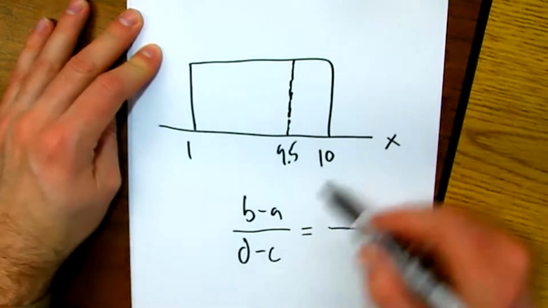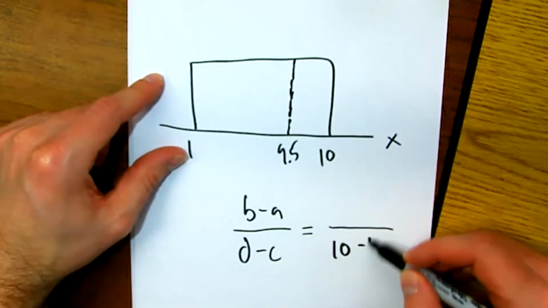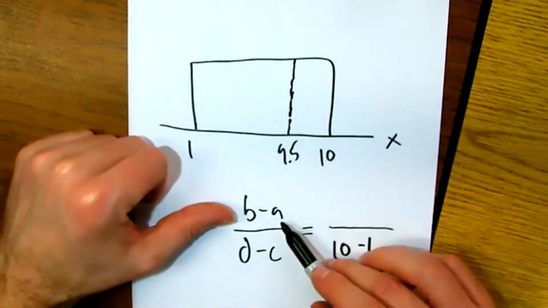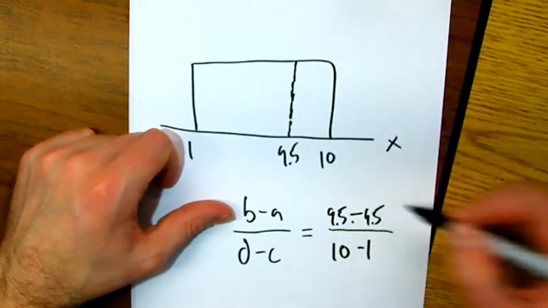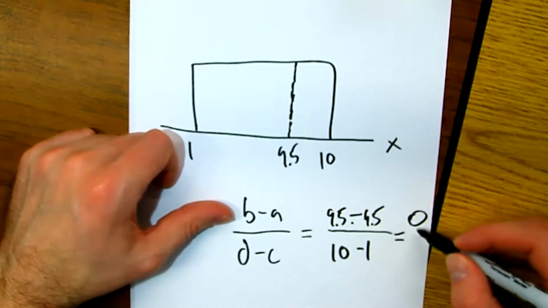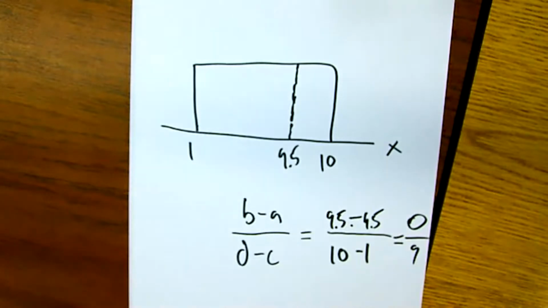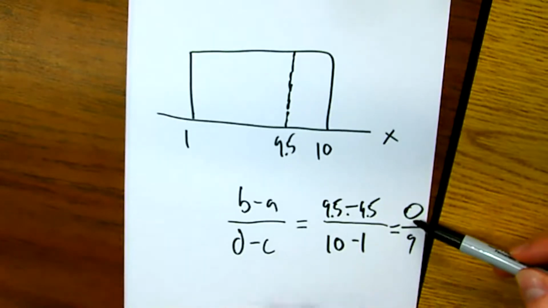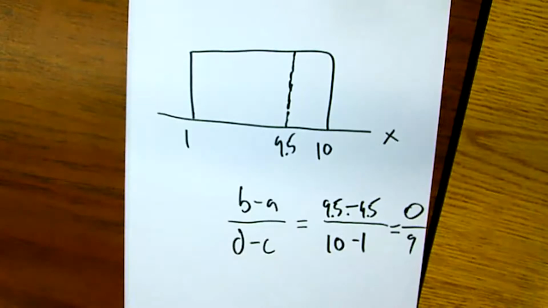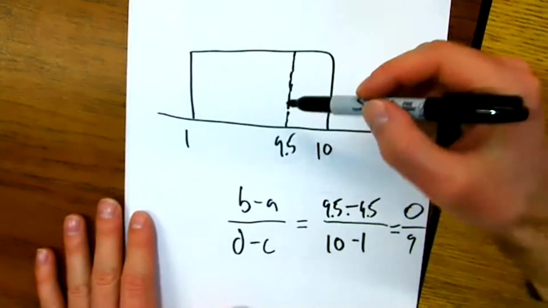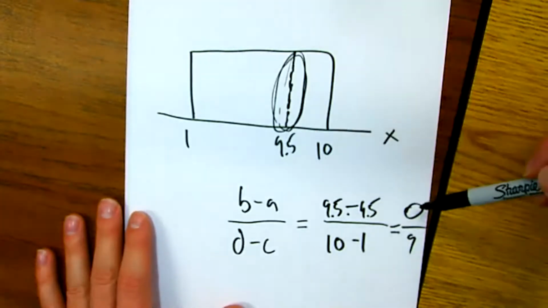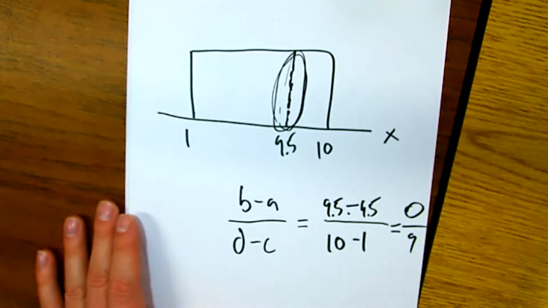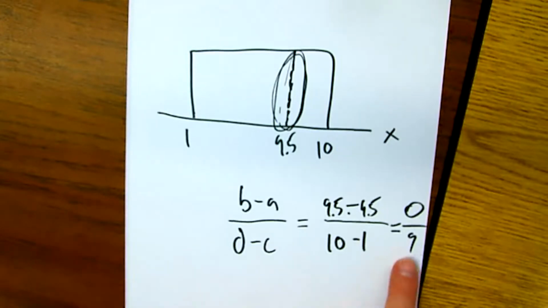I know the uniform distribution starts and stops at 1 and 10, but my interval starts and stops at the same point. So I really end up with 0 over 9. It doesn't matter what example we're looking at. If I'm looking at the probability of one value, this numerator will always be 0, and 0 over anything is always 0. So this uniform density function proves and reminds me that the probability of exactly one value will always be 0.